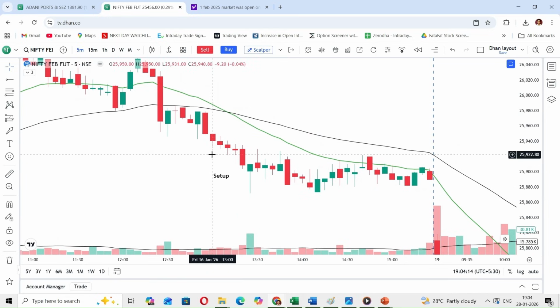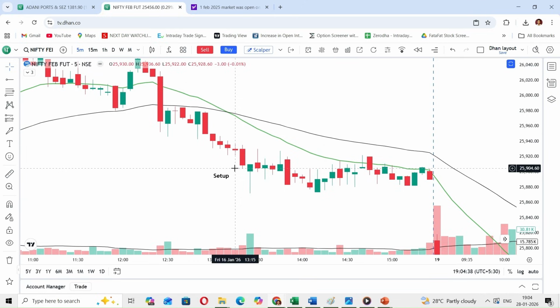Here there was a sell setup formed, first candle, second candle, right? But if you see, when this setup is formed, at that point the 20 MA is above the 50 MA. So this setup is not valid because the 20 MA should be below the 50 MA and both EMAs should be trending downwards, right?